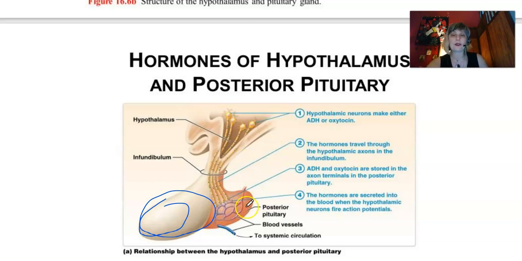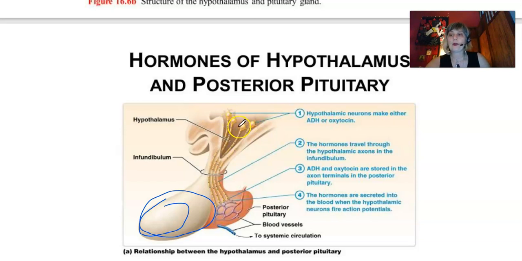Hopefully you understand that. So before we move on to the anterior pituitary, remember, the hypothalamic neurons make either ADH or oxytocin, as you can see here. The hormones travel through the hypothalamic axons, which are derivatives of those clusters of neurons over here. And we already discussed what they were called: supraoptic nucleus for the antidiuretic hormone and the paraventricular nucleus for the oxytocin.